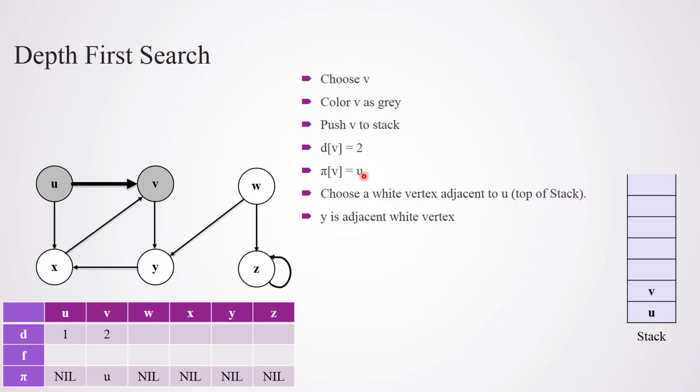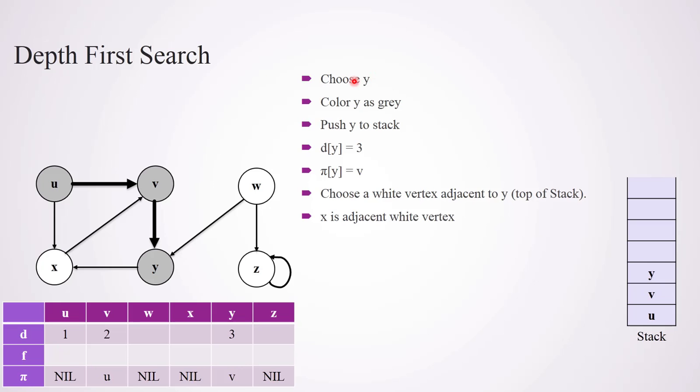Pi of V is U, because we reached V from U. So parent of V is U. Here the pi value is changed to U. Again we have to look at the adjacent vertices of V. We have only one vertex, Y, which is white. So Y is the adjacent white vertex.